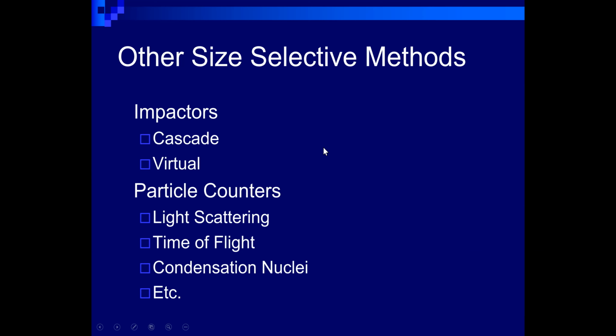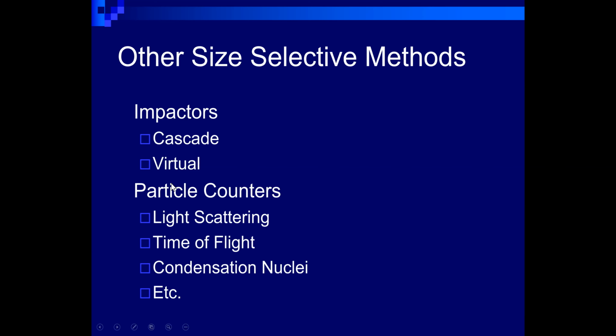Now, there are a number of other types of size selective samplers out there. We're not going to spend a lot of time talking about these. I just wanted you to be aware of them. They have cascade impactors, where basically you have a series of stages. The most well-known is an Anderson impactor, where the holes in the stages get smaller and smaller, and below each stage there's a platform where the particles impact, very similar to our slit impactor that we talked about. Since the holes get smaller, the velocity of the air through the hole increases, so I get smaller and smaller particles that can't make the turn as I go down the cascade.